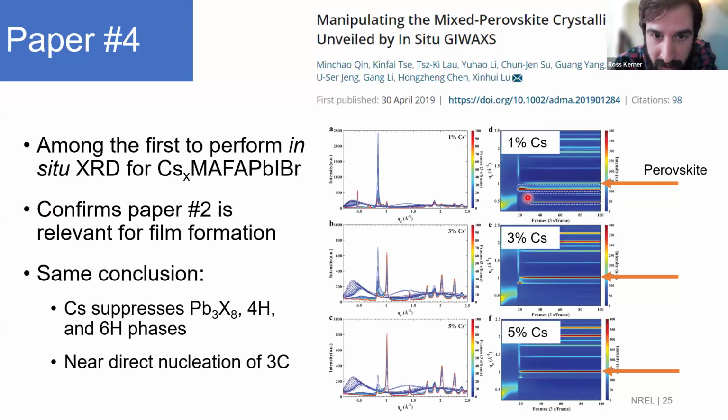Here's the DMSO intermediate. And they add 1% cesium and then do their solvent quench and see a little bit of perovskite nucleate. They add 3% cesium, and there's still the 2H phase that comes in first. And then it transitions to perovskite and 5% cesium, which is kind of their critical number, almost completely avoids the 2H even. But you see there are no 4H and 6H phases, which show up kind of in the middle here.